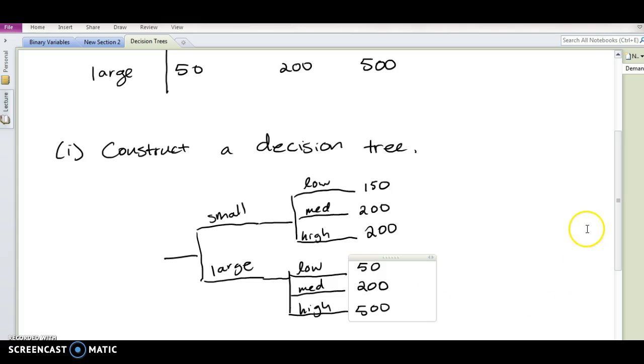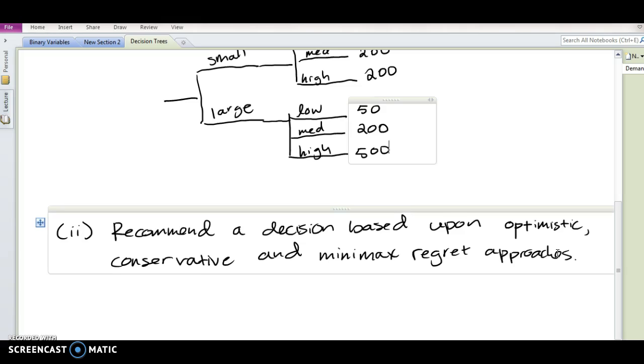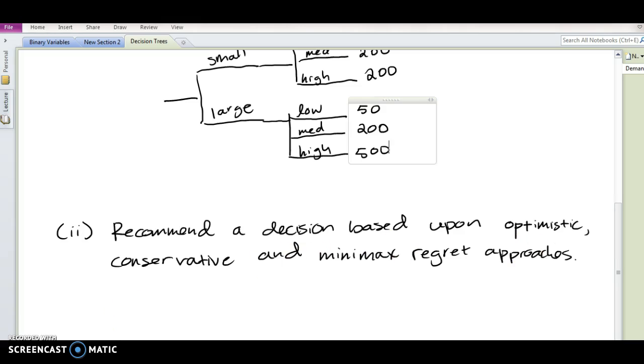It's pretty basic. It's just organizing the information into the 2 possible cases and putting the number based on that. You can see these things can get larger based on your decisions, however many those are, and however many branches, however many states of nature you have based on that given decision. They won't all be this simple. Sometimes you'll have more states based on each specific decision. But now we want to recommend a decision based upon the optimistic, conservative, and the Minimax Regret approaches.